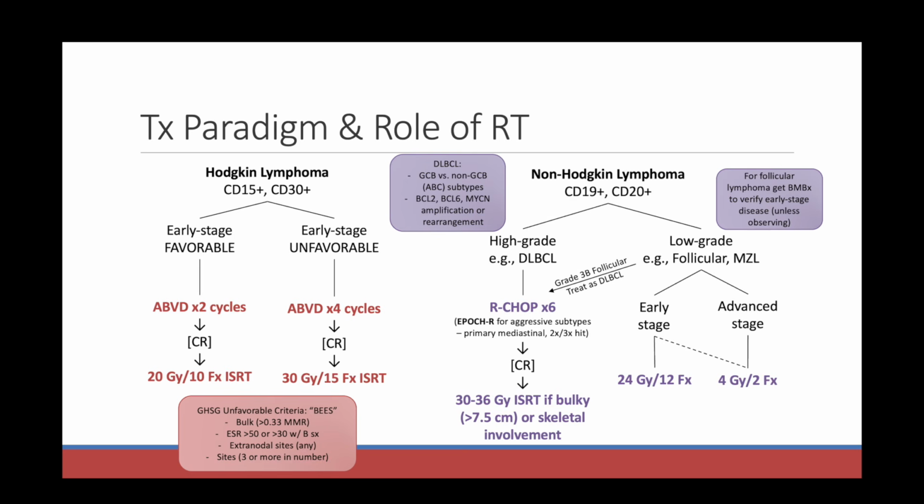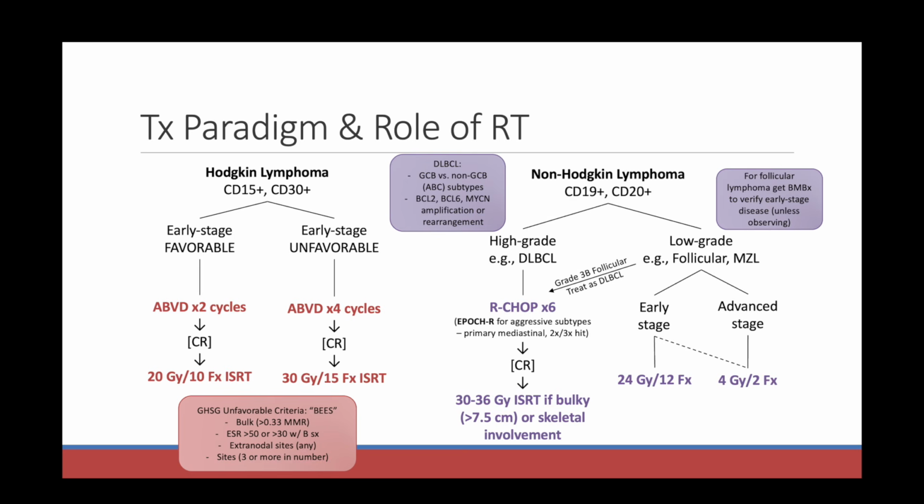Non-Hodgkin lymphomas, these are CD19 and CD20 positive, and the non-Hodgkin lymphomas, we typically divide them into the high-grade lymphomas versus the low-grade indolent lymphomas. So high-grade lymphomas are lymphomas such as DLBCL. And with DLBCL on histology, some important things to know are that these can be divided into germinal center B-cell lymphomas versus non-germinal center or activated B-cell subtypes. The ABC subtype is more aggressive. The GCB subtype is less aggressive.